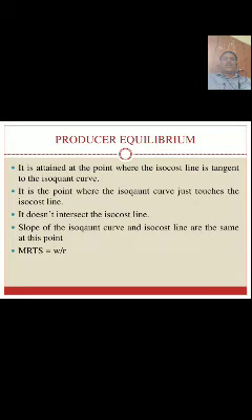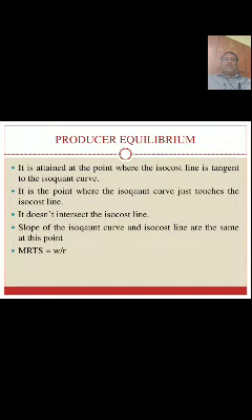It is the point where the isoquant curve just touches the isocost line. The isocost line touches the isoquant; it does not intersect it. Only the tangent point is the maximization point. The slope of the isoquant curve and the slope of the isocost line are the same at the point of equilibrium, where the producer equilibrium is arising.